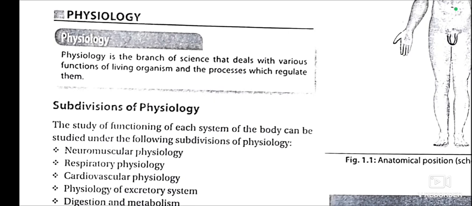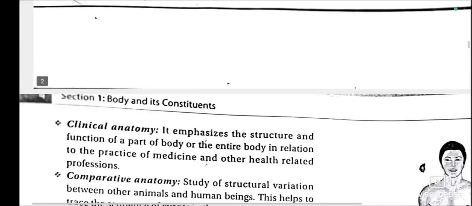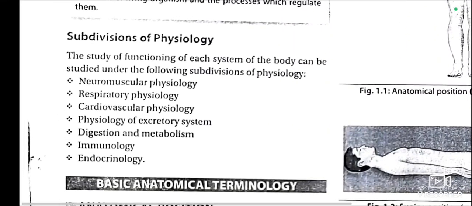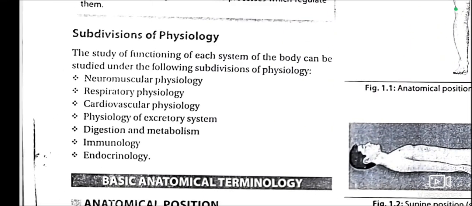Okay, the next is subdivisions of physiology. Just as we saw the subdivisions of anatomy, here also we can see subdivisions of physiology. The study of functioning of each system of the body can be studied under the following subdivisions of physiology. First is neuromuscular physiology. Listen, I will explain it. Neuromuscular physiology means the physiology between the nerves and muscles. The connections between nerves and muscles we know as neuromuscular physiology.